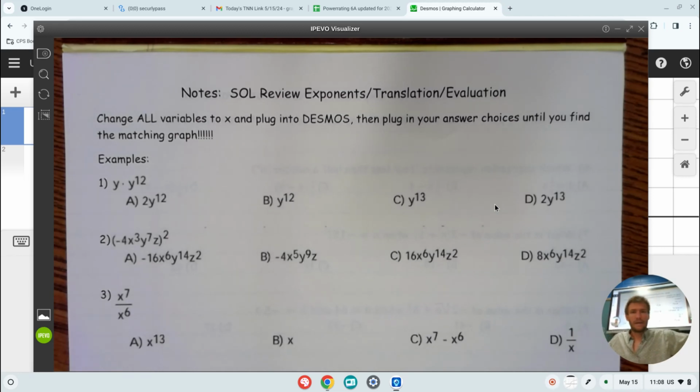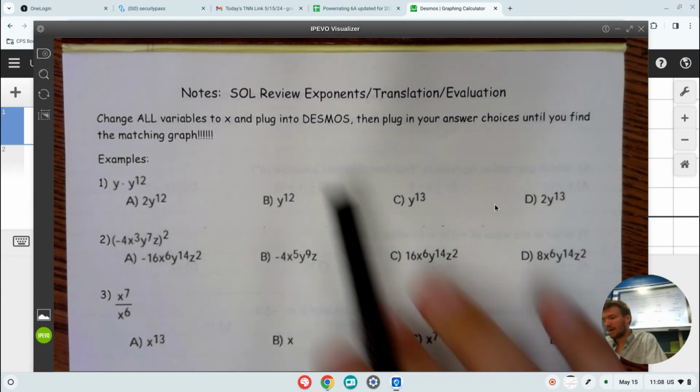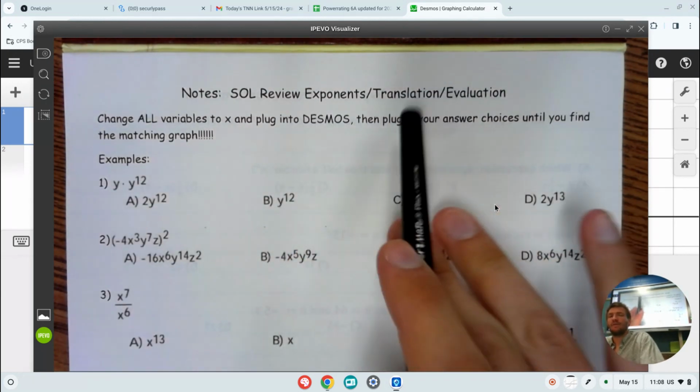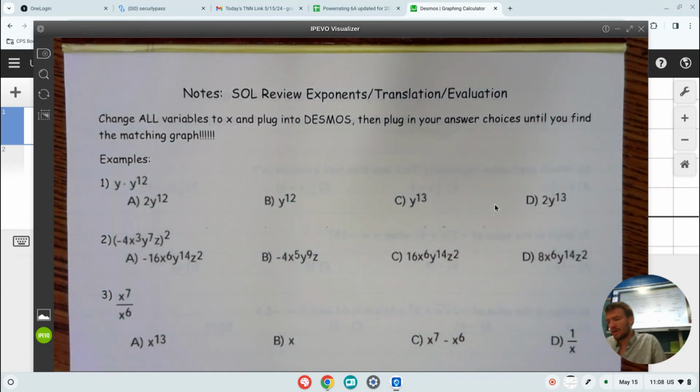All right, welcome back, everybody. We're getting into the SO review. I think this is number 7. We're talking about exponents. We're also talking about translations and evaluations, which we'll get to on the back.